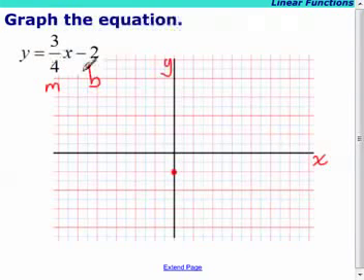Rise 3, run 4. So from this point, not from the middle, but from my y-intercept, I rise 3, 1, 2, 3, and I run 4, 1, 2, 3, 4. Now I simply join those 2 points, and there I go. I have graphed this linear equation.